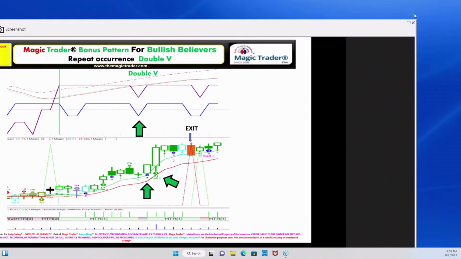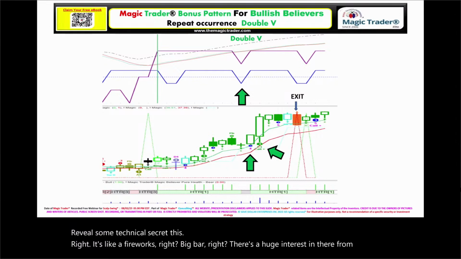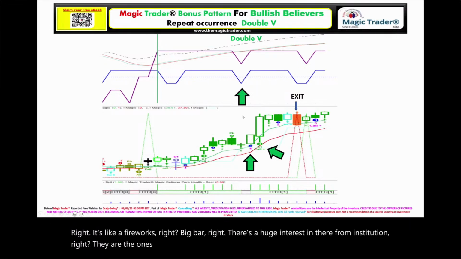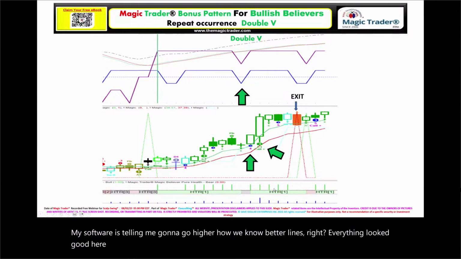But there is a thing I know that reveals some technical secret. This, right, it's like fireworks, right? Big bar, right? There is a huge interest in there from institutions, right? They are the ones who are pushing it. So they're taking profit, going horizontal. But my software is telling me we're going to go higher. How do we know? Parallel lines, right? Everything looks good. Here is a health indicator.